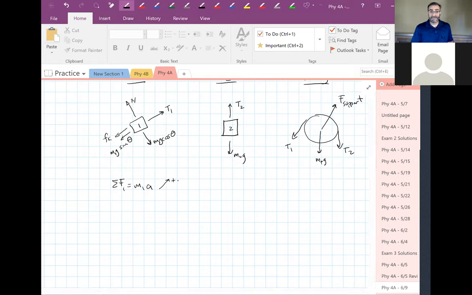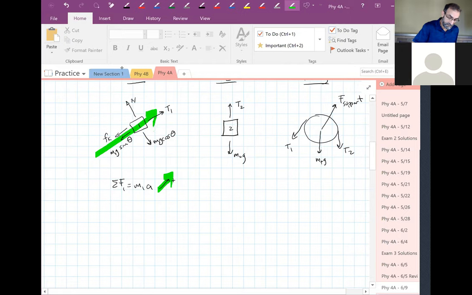I'll pick up the incline as my positive direction. So we're looking at that as my positive direction. That means I've got tension one in my positive direction, friction, and the weight along the incline, mg sine theta, in the negative direction, that has to equal ma.